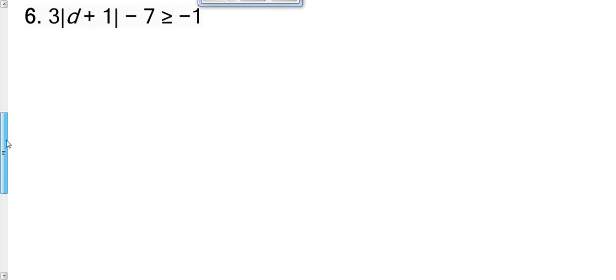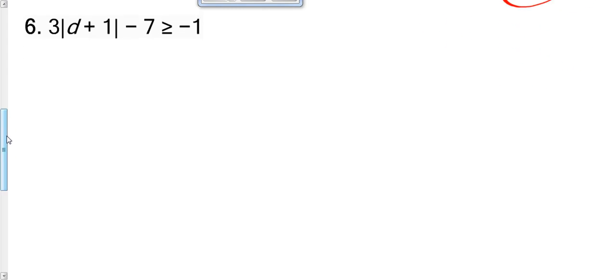So let's try 6 out, see how we do with 6, and keep on going down the pike. So pause the video, try 6. I think you can do it. You just have to remember to get the absolute value alone first. So you're going to want to get rid of that 7 and get rid of that 3 before you split. Okay, take a moment. Not a trick question, promise. Good luck.